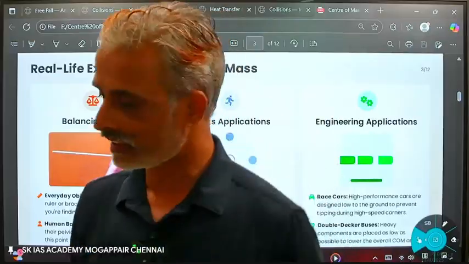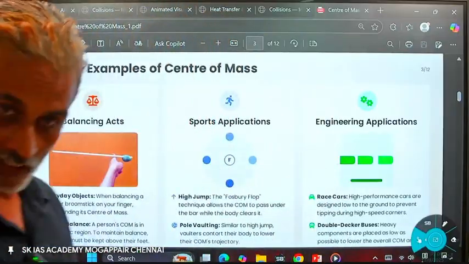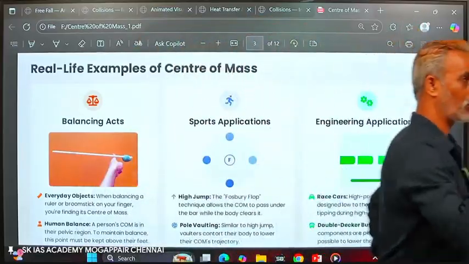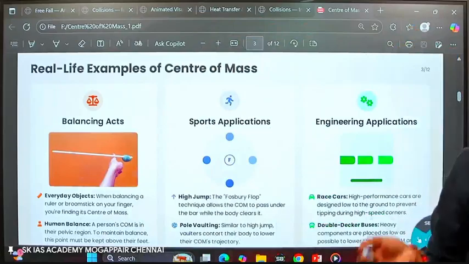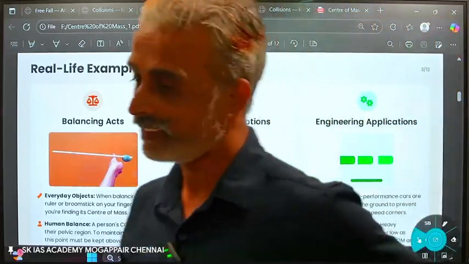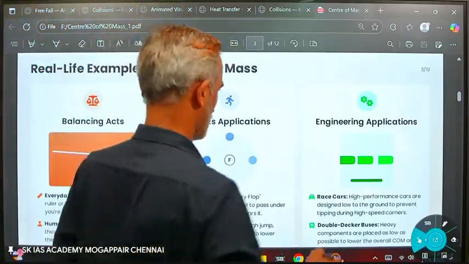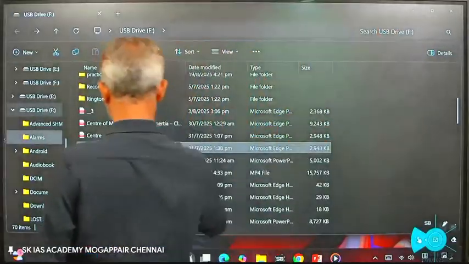So in the introduction class we have seen the collision. What we have seen today? Collision, one dimensional collision, two dimensional collision, and elastic collision, inelastic collision. What we have seen there?